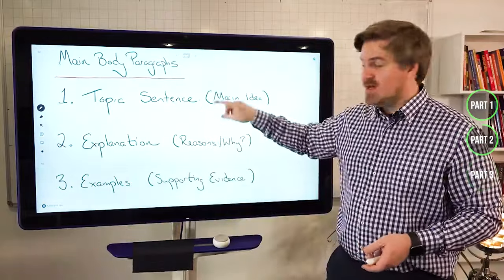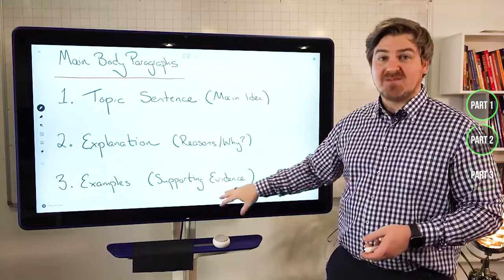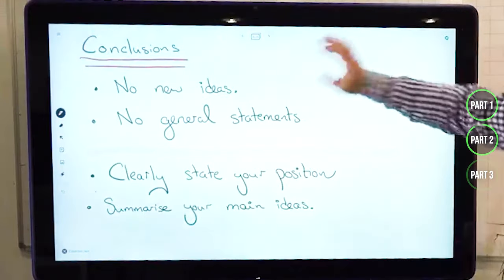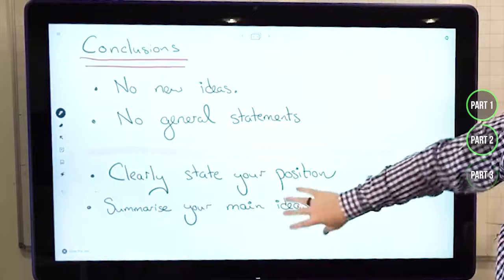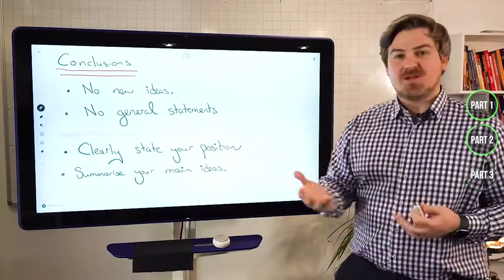This is what you think. You're going to strengthen your argument by giving evidence. And then conclusions: things that you don't want and things that you do want. You want to finish your essay strong.